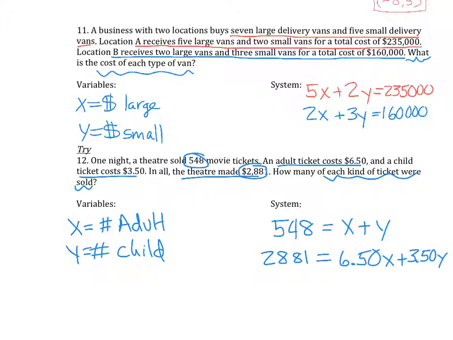Okay, so this equation right here is all about the number of tickets. This is all about the money. Okay, so you got to be careful. Keep number of tickets with number of tickets. Keep money with money.